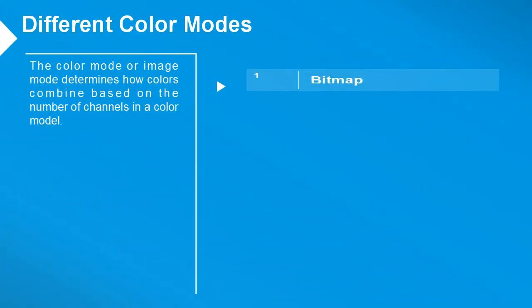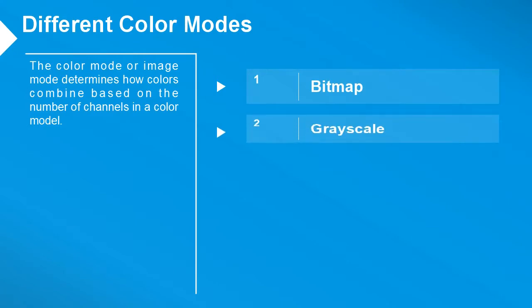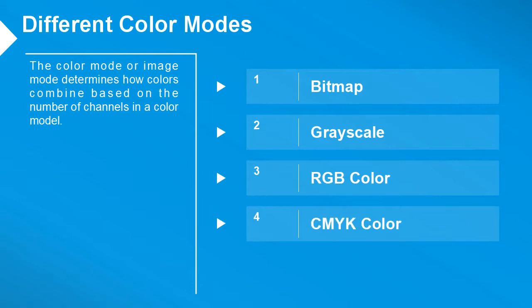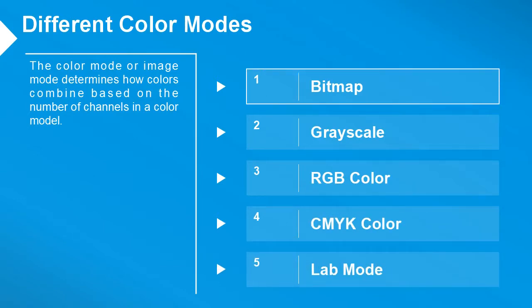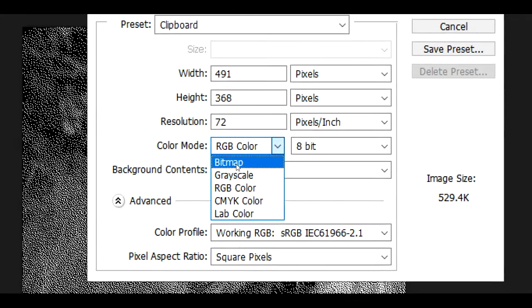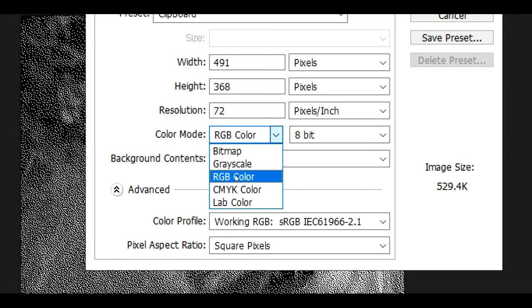The color mode or image mode determines how colors combine based on the number of channels in a color model. Different color modes in Photoshop: Bitmap, Grayscale, RGB Color, CMYK Color, Lab Mode. You can choose the color model when you start a new project.